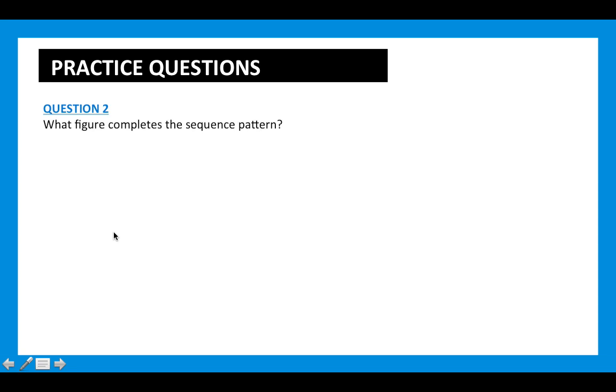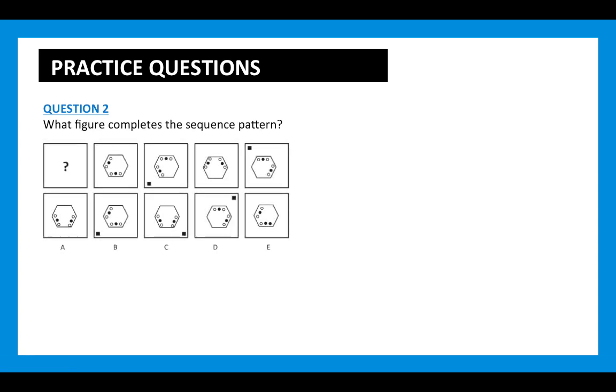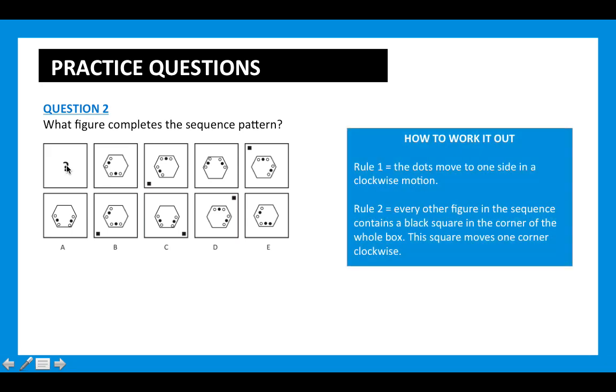Question 2: what figure completes the sequence pattern? Again, you're working out how this sequence progresses in order to work out which one comes first. Rule 1, the dots move to one side in a clockwise motion. Rule 2, every figure in the sequence contains a black square in the corner of the whole box. This square moves one corner clockwise. As you can see, here goes to there for every other box. Because we're working out the first one, we know that this black square is going to have to be in the bottom right corner. So we automatically know that the answer is C.